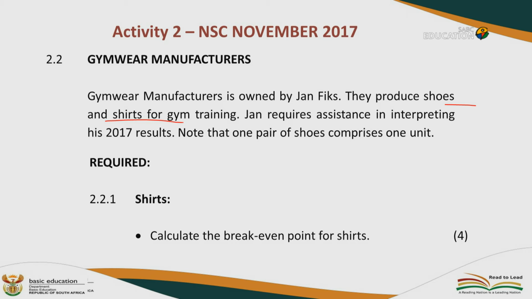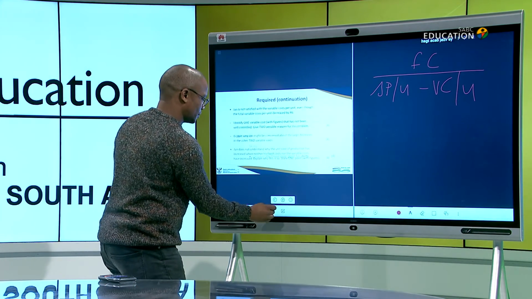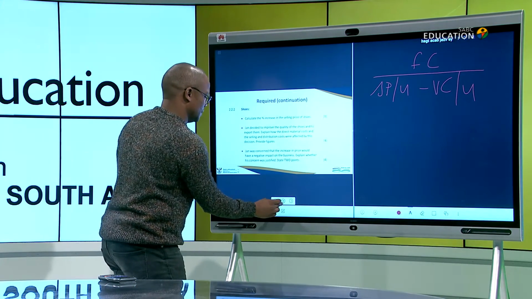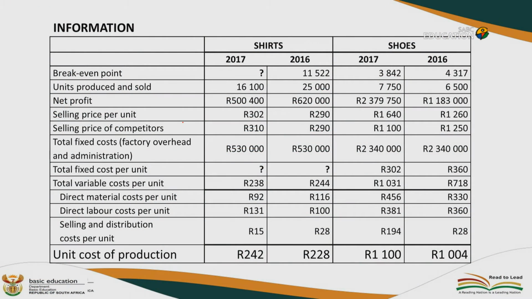Jan requires assistance in interpreting his 2017 results. They say required, calculate the break-even. Remember the formula? It is your fixed cost divided by what? Selling price per unit minus variable cost per unit. So let us check our information. There you are. They say our fixed cost. Remember, we are calculating fixed cost for what?